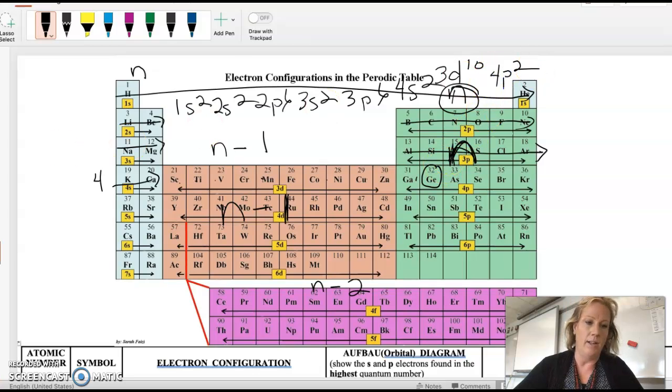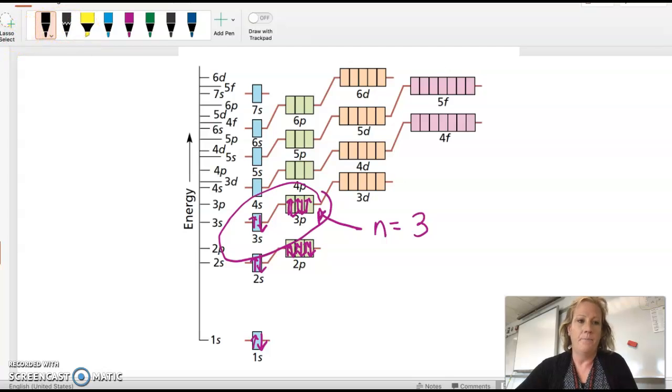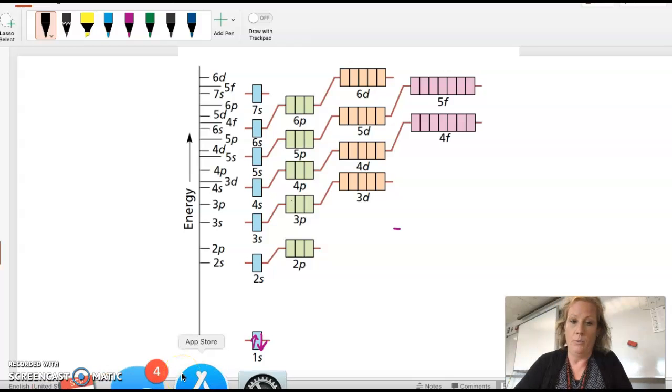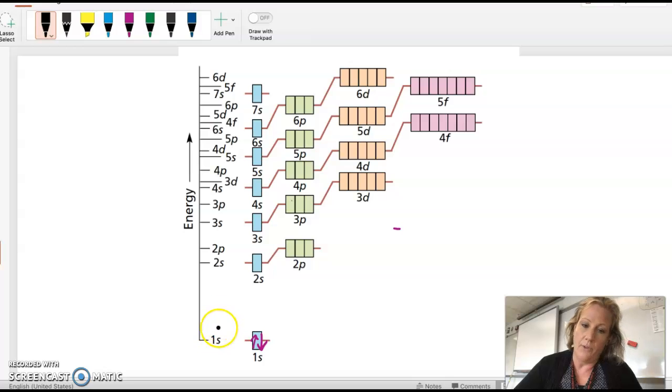So let me show you why that overlapping is. If you look at the Aufbau diagram, it's easier to see. You don't need to memorize it as long as you know that when you get to the d, you go down, n minus 1. But look at this, it shows you also. So you go 1s, 2s, 2p, 3s, 3p. So look at where the 3p is. But then the 4s is slightly less in energy than the 3d. And we're using Aufbau's principle where we fill the orbitals with the lowest energy first. So we would actually go to 4s and then go back to 3d.